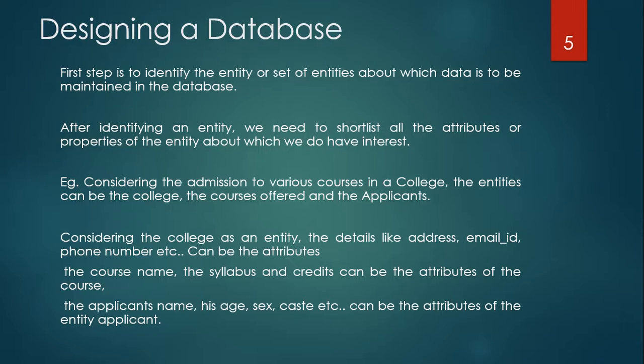Considering the admission to various courses in a college, the entities can be the college, the courses offered, and the applicants. Whenever you are considering the college as an entity, details like address of the college, email ID, phone number, etc. can be the attributes. Whenever you are considering the course as an entity, the course name, the syllabus, credits are the attributes. Whenever you are considering student as an entity, the applicant's name, that means the student's name, his age, sex, caste, etc. can be the attributes.